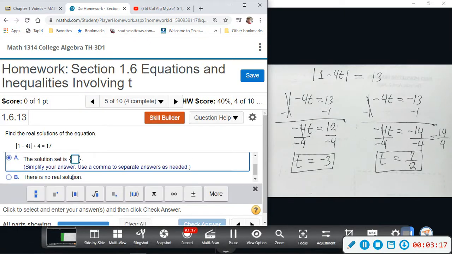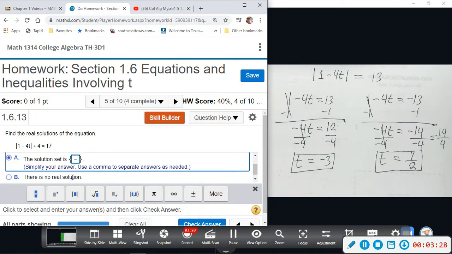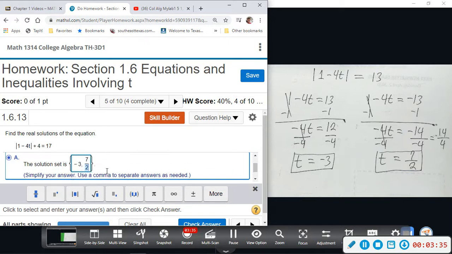Here we get negative 3, comma 7 divided by 2. Negative 3, and then comma 7 divided by 2. There we go.